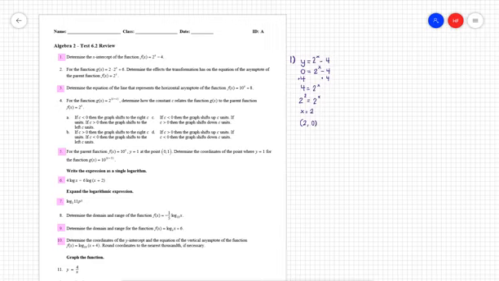Then on number 3, we are determining the horizontal asymptote for 10 to the x plus 8. For our exponential functions, whatever's behind the exponential is going to be what my horizontal asymptote is. So we have a horizontal asymptote where y equals 8.